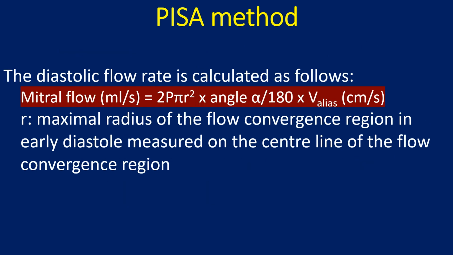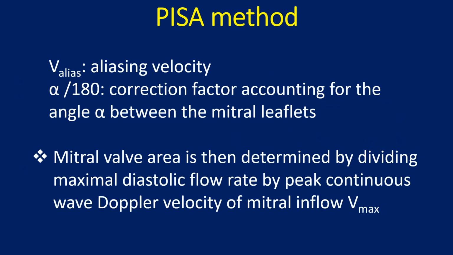The diastolic flow rate is calculated as follows. Mitral flow is equal to 2 pi r squared into angle alpha divided by 180 into aliasing velocity. R is the maximal radius of the flow convergence region in early diastole measured on the central line of the flow convergence region. V alias, aliasing velocity. Alpha by 180, correction factor accounting for the angle alpha between the mitral leaflets.